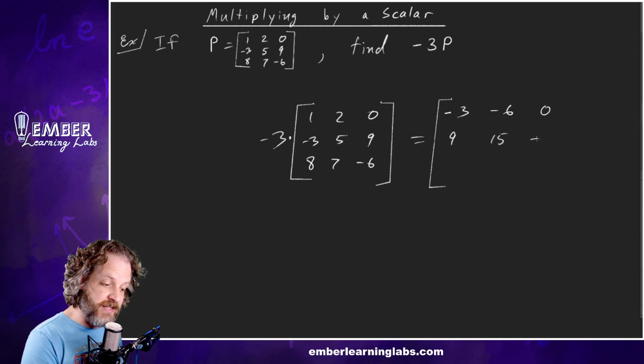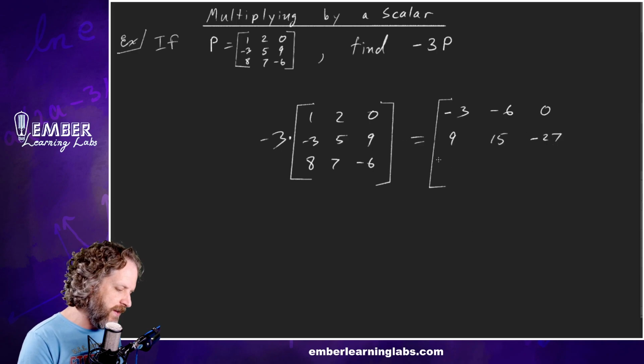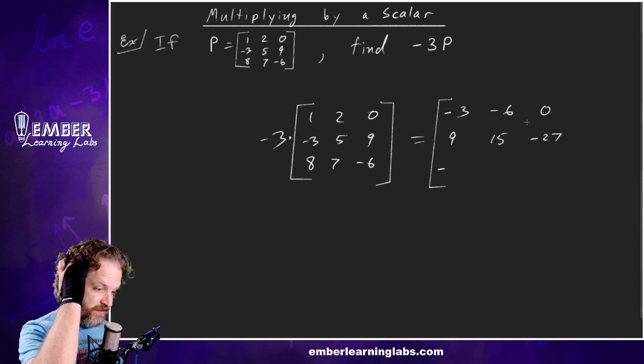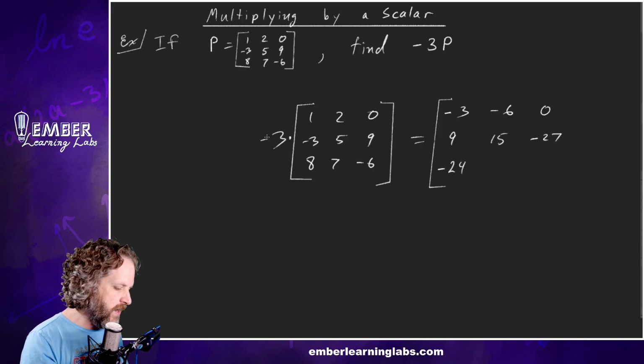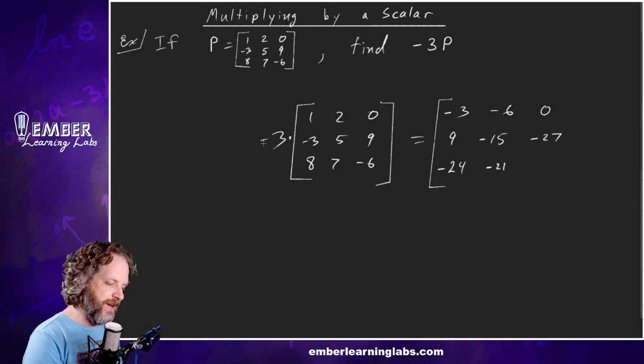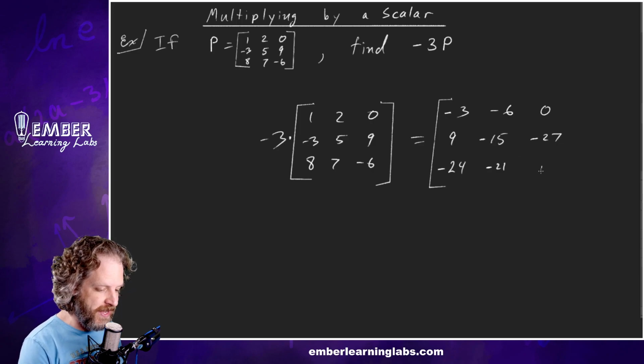-3 times 9 is -27. -3 times 8 is, what is that, 24? Yeah, 24. -3 times 7 is -21. Oh, I made a mistake. That should be negative, right? Oops. -3 times 5 is -15. -21, -3 times -6 is +18.